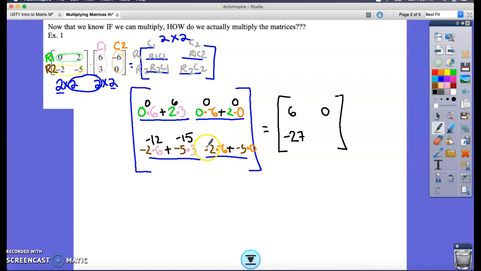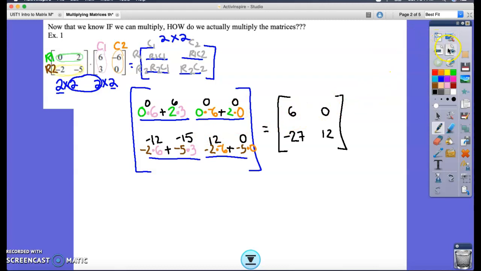We're fine. Negative 2 times negative 6 is 12. Negative 5 times 0 is 0. 12 plus 0 is 12. Whoo! I understand that this is intimidating. It's a lot going on, but it's all about using the row numbers from the first matrix and the column numbers from the second matrix. That's the biggest thing. If you can get to this point, we're good, and then the rest should be the easy jump.